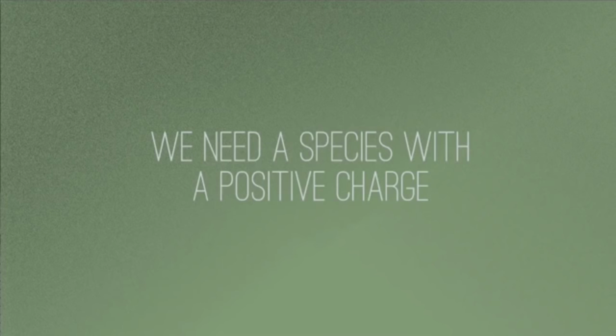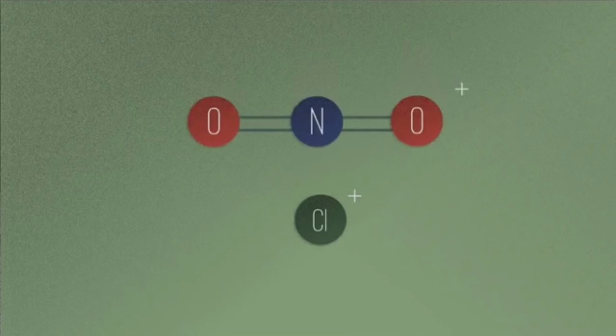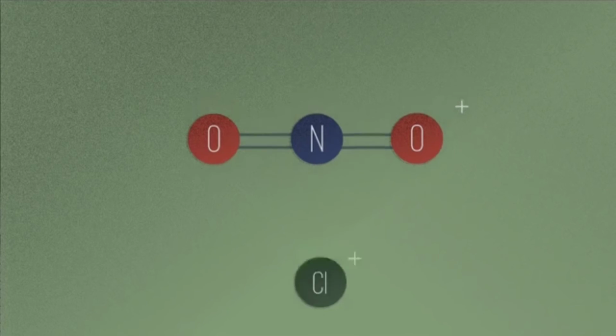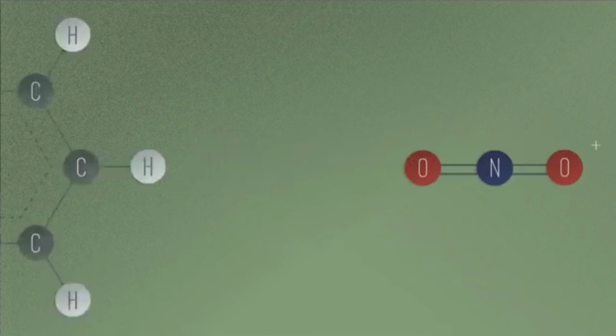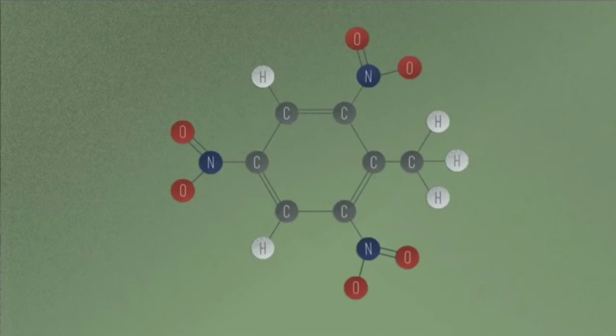For example, have you ever heard of Cl+, a cation made from a chlorine atom? Or this nitronium ion, NO2+? Well, they exist and are widely used in benzene chemistry. In fact, NO2+ is reacted with benzene to form trinitrotoluene, also called dynamite.